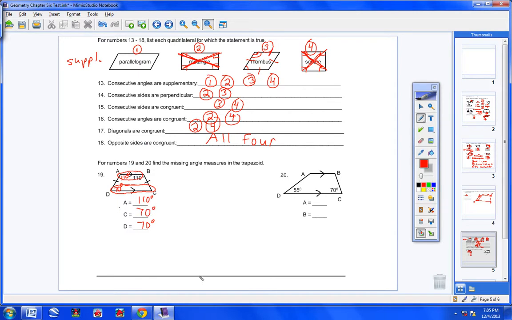Now let's come over here and take a look at number 20. This is not an isosceles trapezoid. If it was, this side here would be congruent to this side over here, and we do not have that happening. So we know for sure this is not an isosceles trapezoid.